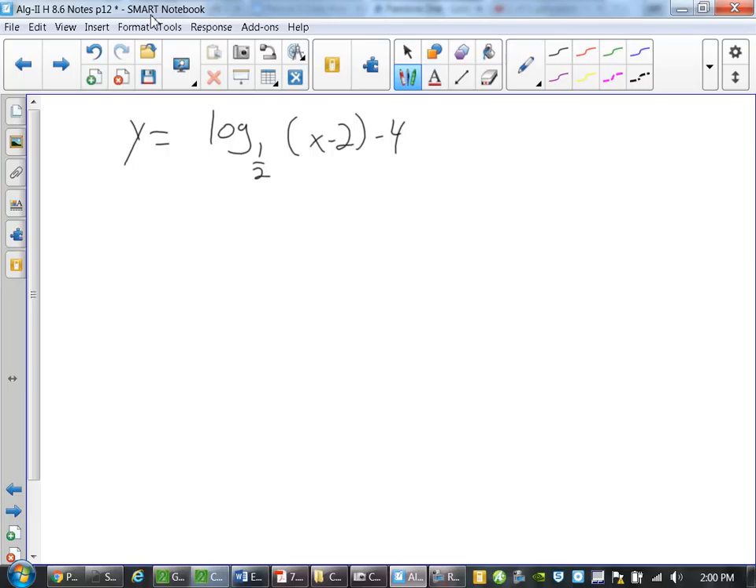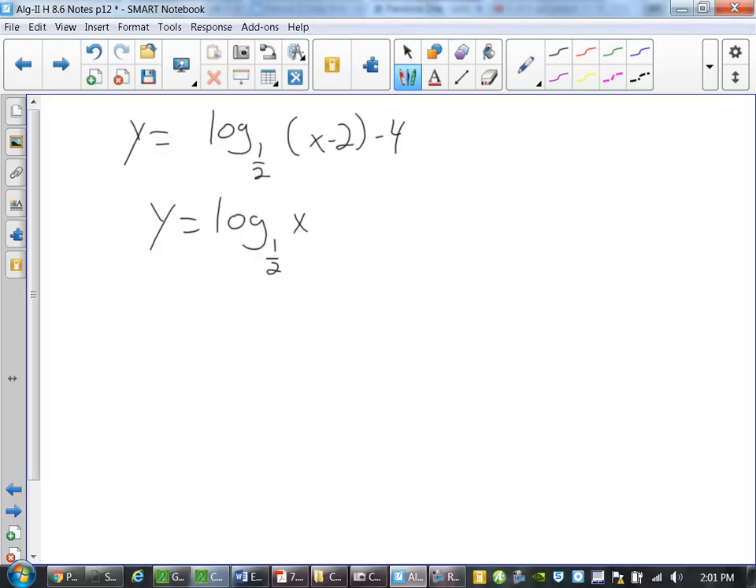The direction of the curve. So when you're graphing logarithms, you start by graphing that parent function. The parent function here is going to be y equals the log base 1/2 of x. To these points that we pick out here, we're going to shift them what directions? Right 2, down 4. Right 2, down 4, good.